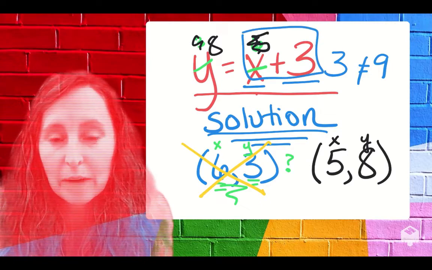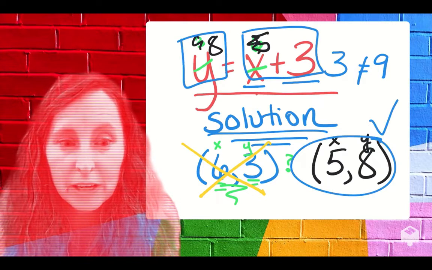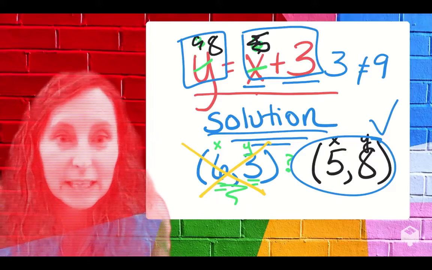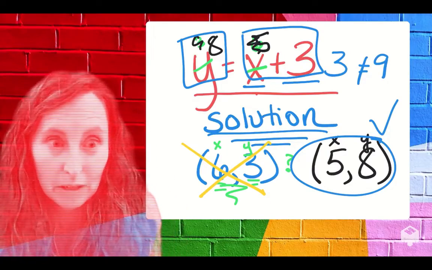So looking here, I'm testing another ordered pair, 5 and 8. When I plug in a 5 here and an 8 there, I can see that indeed 5 plus 3 does equal 8. It is a solution.